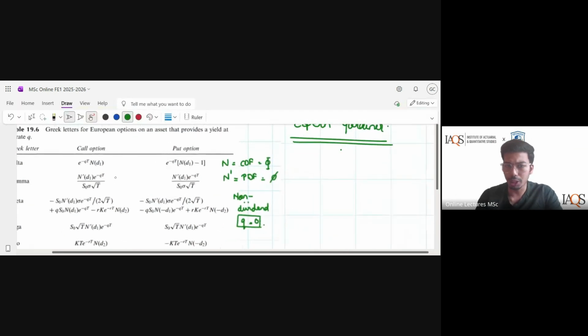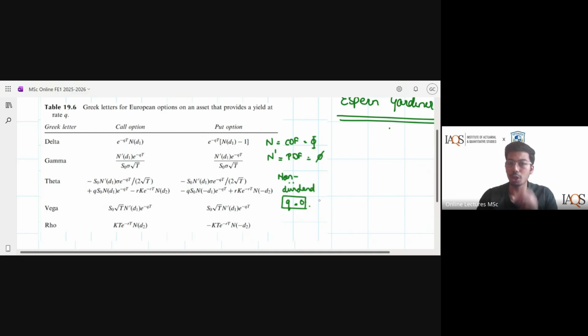All of this is for dividend paying. If you have been asked for a non-dividend paying, it's just that the value of q is going to be 0. Because for a non-dividend paying stock or a non-dividend paying underlying, the dividend yield is nothing but 0. So the value of q is 0. Wherever you see capital N, that is nothing but the CDF. It's your capital phi that we've been doing. Wherever you see N dash, it's nothing but the PDF. It's your small phi, the PDF of the standard normal distribution.